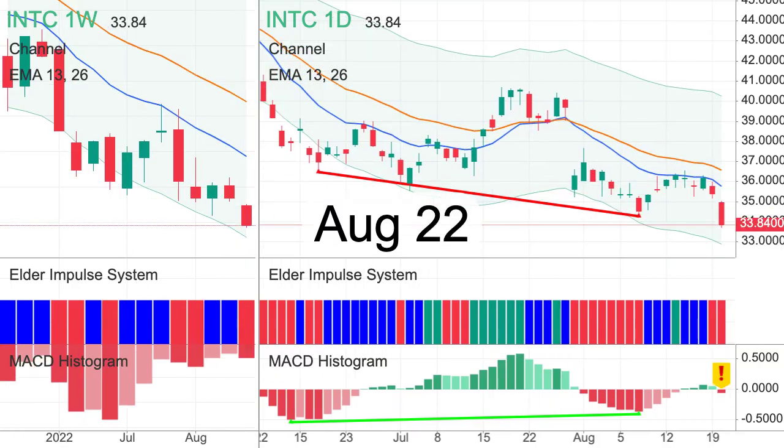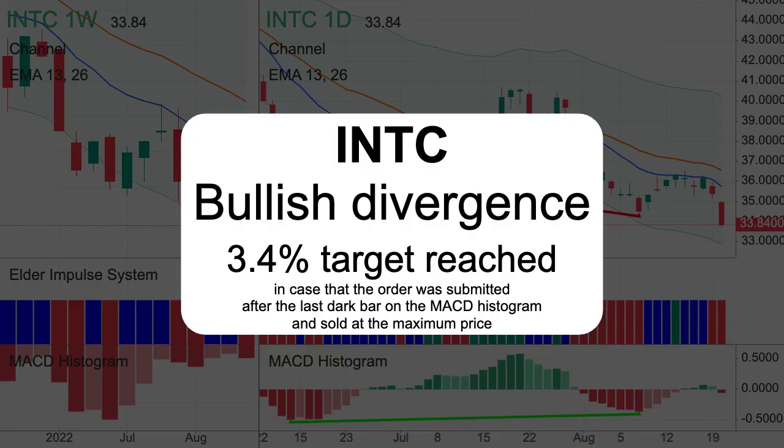MACD histogram crossed the zero line. 3.4% target reached.